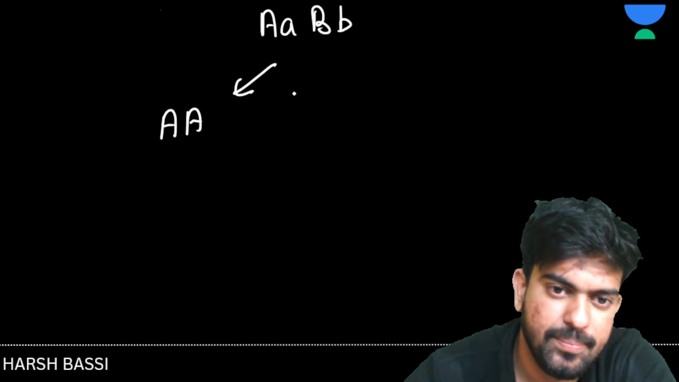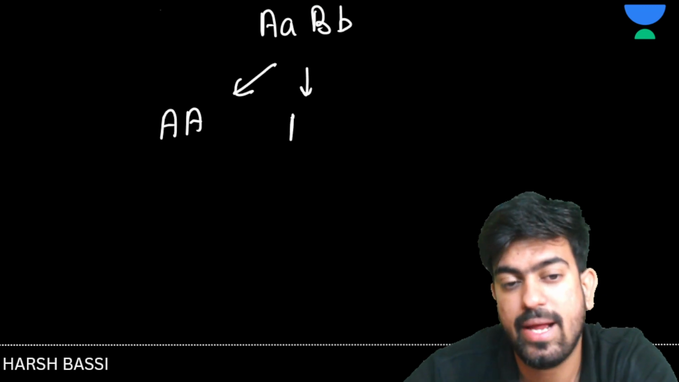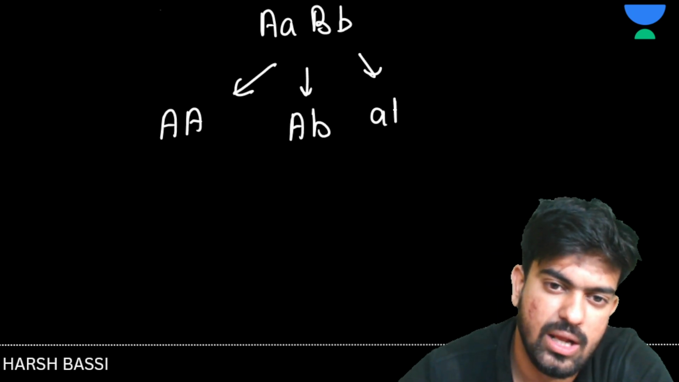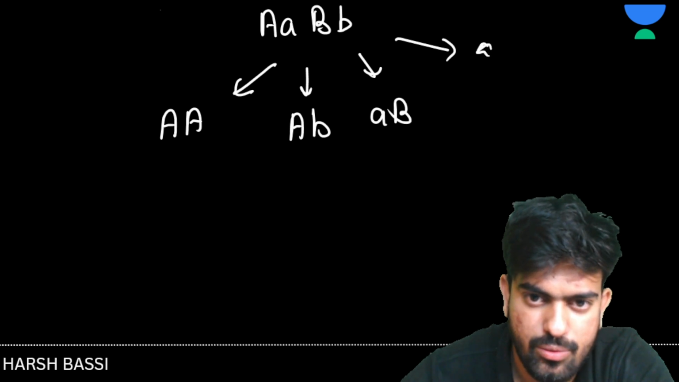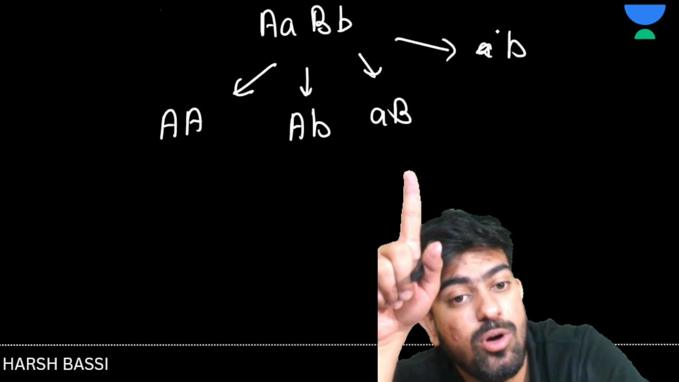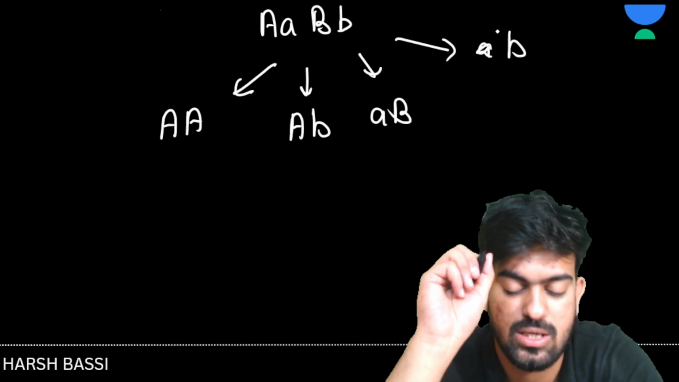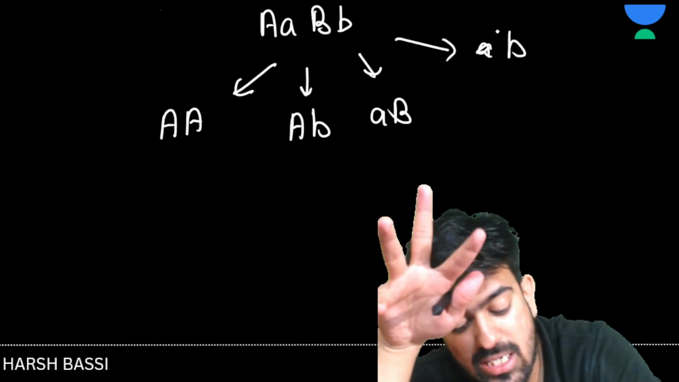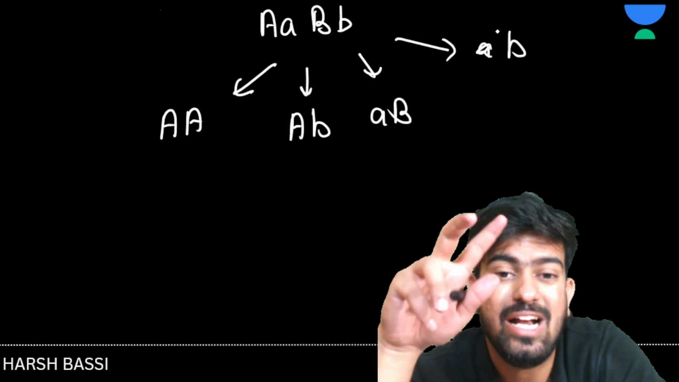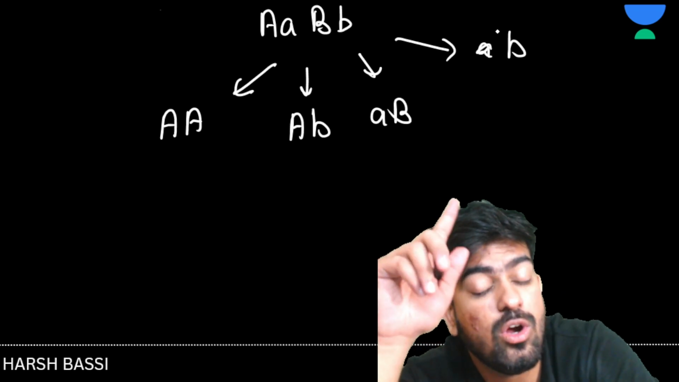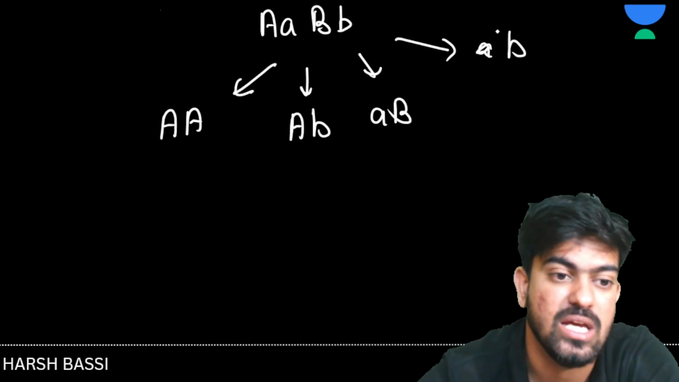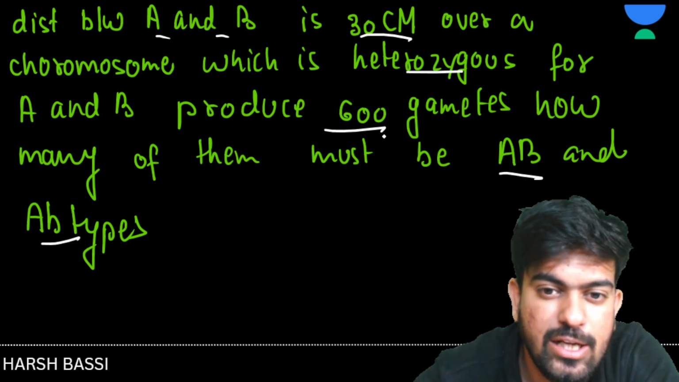See, so let's make the gametes. Capital A capital B, capital A small b, small a capital B, small a small b. Okay, now if the distance is 30 centimorgan, which means what? Distance between A and B is 30 centimorgan, right? That means recombination frequency is 30%, yes or no?